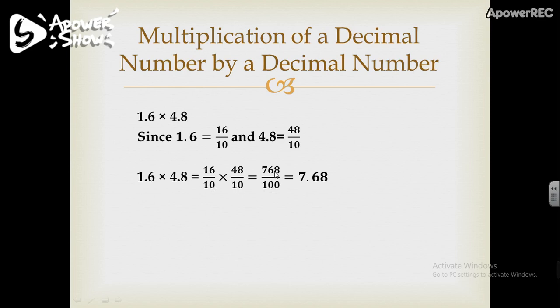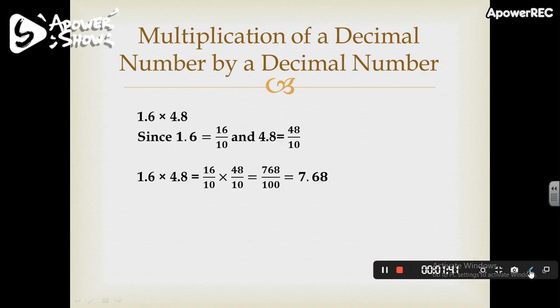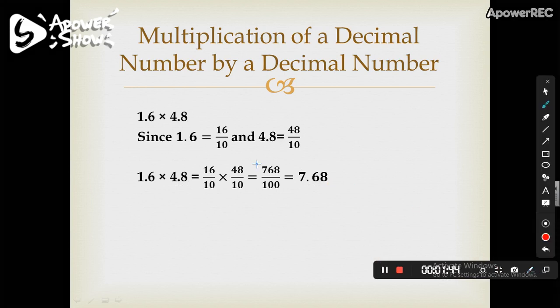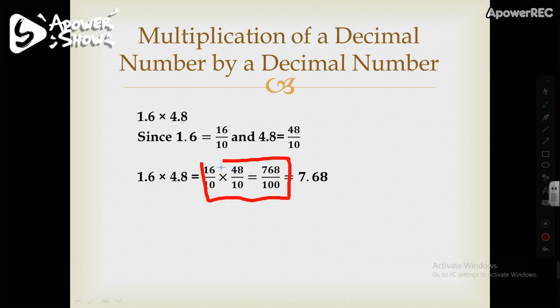Now we get a fraction. Now express this fraction as a decimal. So after this we get 768 upon 100 equals 7.68. So 1.6 multiplied by 4.8 equals 7.68. Again, I want to find this result directly without converting my decimal numbers to fractions. So I want to skip this step.